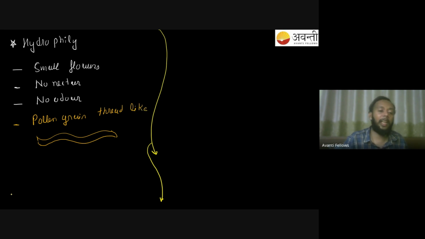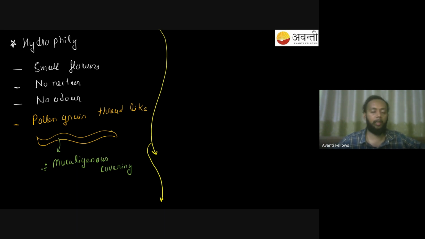Pollen grains are going to be thread-like and they will have a covering which makes them unwettable. They don't get wet. So they will have a mucilaginous covering. It's like a sticky covering. And because of the mucilaginous covering, they cannot get wet underwater. So remember, they will have a mucilaginous covering on the pollen grain, and the pollen grains are generally going to be thread-like. That is the kind of pollen grain you generally get to see in hydrophily. That should be very clear to you.